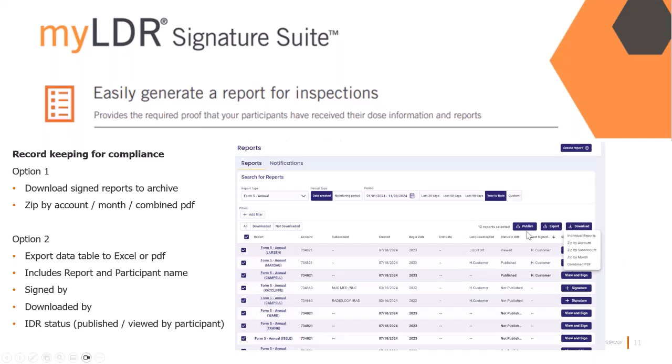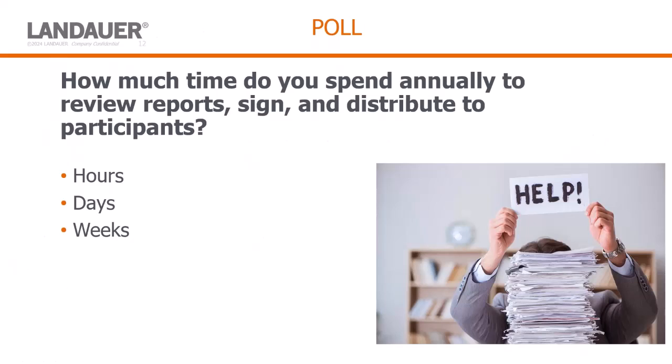There's another option here that you can just export this table. And this table, again, shows you the status that it was downloaded, that it was signed, and that it was published to the IDR. So we've got evidence in several different ways that you can use for inspections.